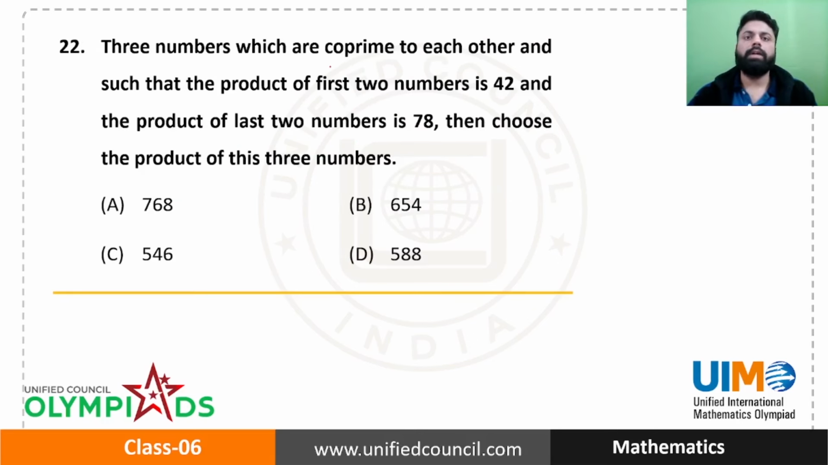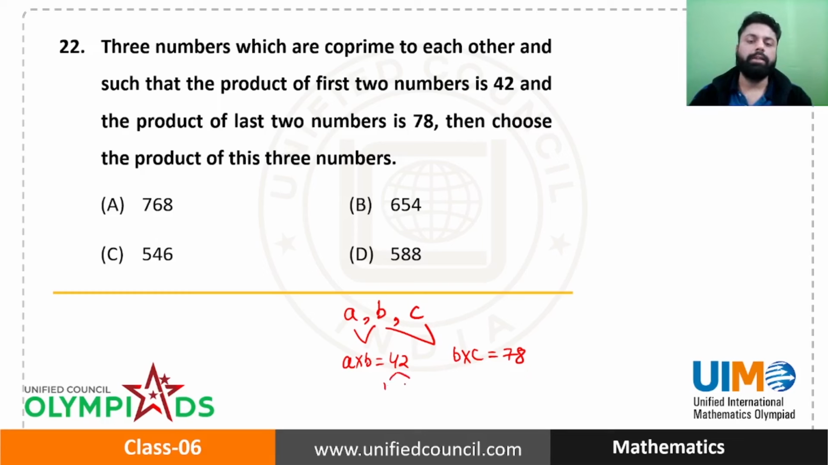Three numbers which are co-prime to each other, such that the product of the first two numbers is 42 and the product of the last two is 78. So there are three numbers A, B and C which are co-prime. The product of the first two is 42, the product of the last two is 78. Then find the product of these three numbers.